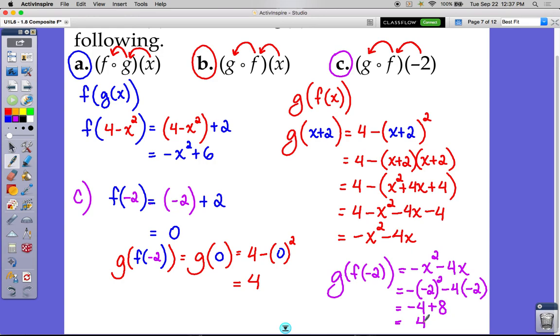I would suggest using what we did here in the beginning of part C, where we said, okay, let's find negative 2 evaluated at the f equation, then take that result into the g equation. That's probably a lot easier, but since we kind of already did the hard work for finding g of f of x, you can also use the result of part B to find part C. Completely up to you. Just keep in mind that sometimes we might have a shortcut. All right?